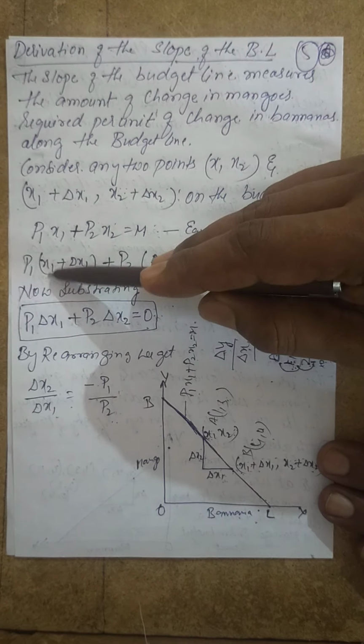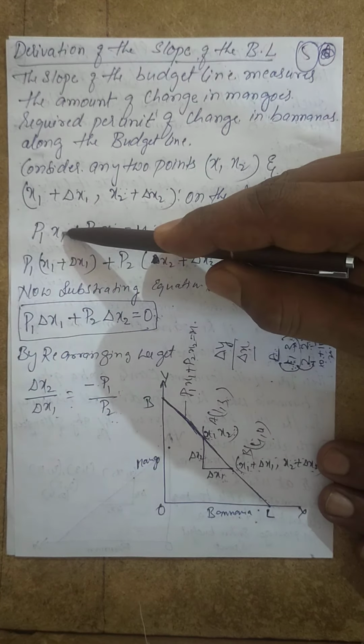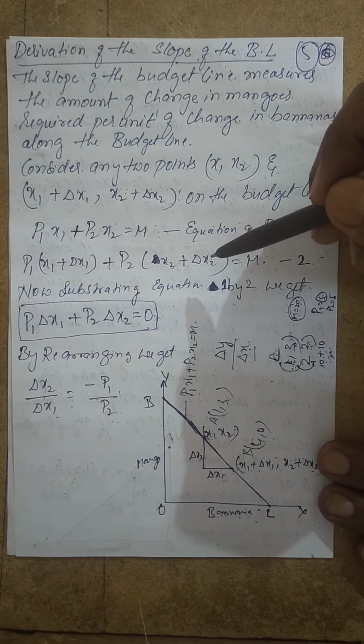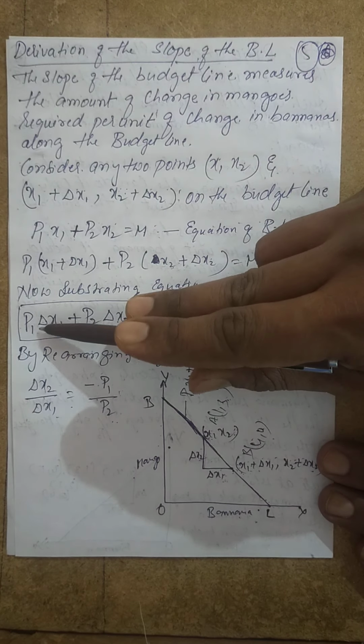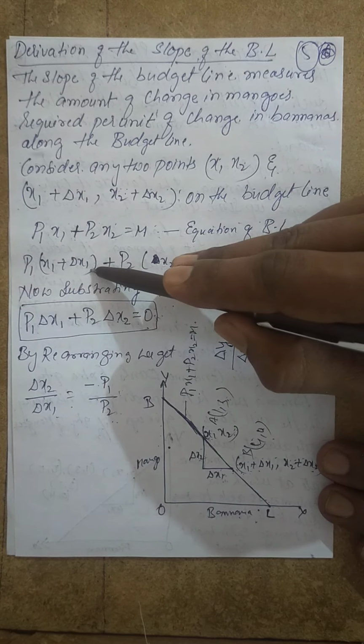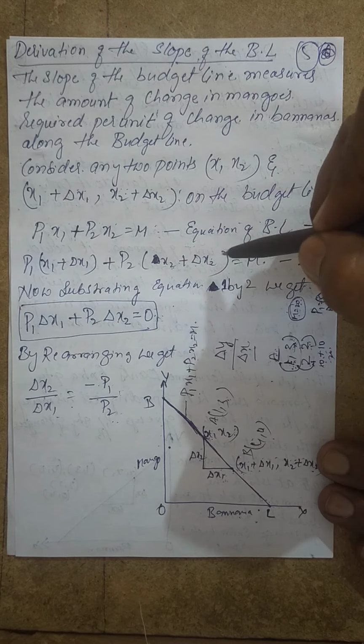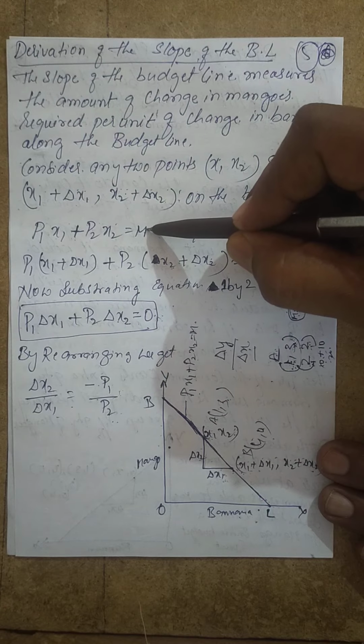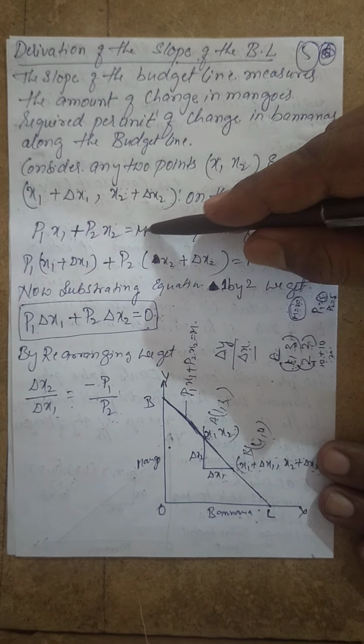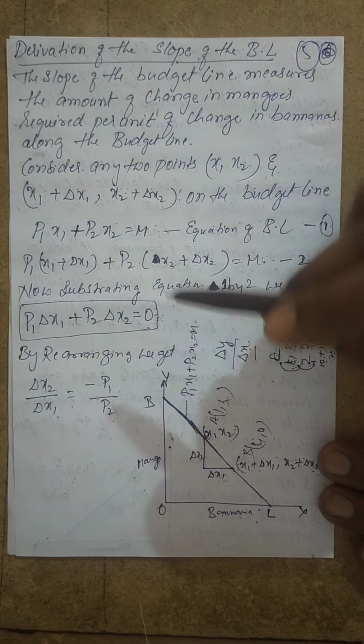As I said, x1 and x1 get cancelled, and here x2 and x2 get cancelled, and you are going to arrive at the equation p1 delta x1 plus p2 delta x2, which is equal to 0. M also gets cancelled. This m and this m go. So both become 0 here.